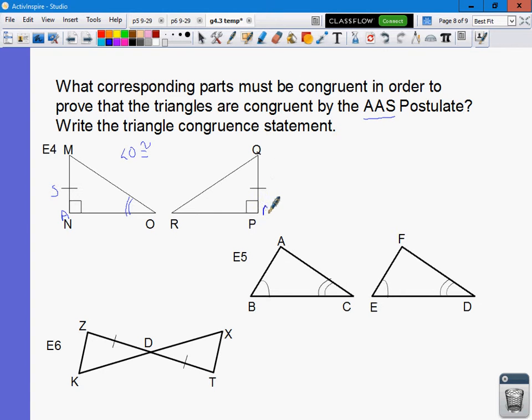They've given me an angle, they've given me a side. Which angle would I have to use, R or Q? I'd have to use R.